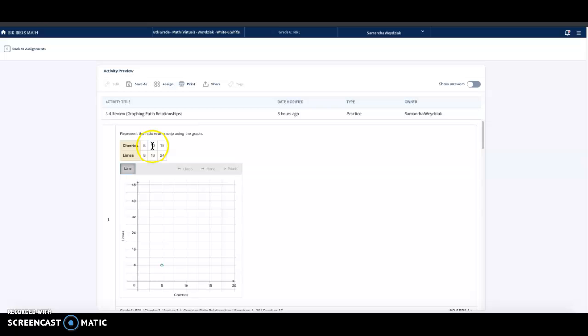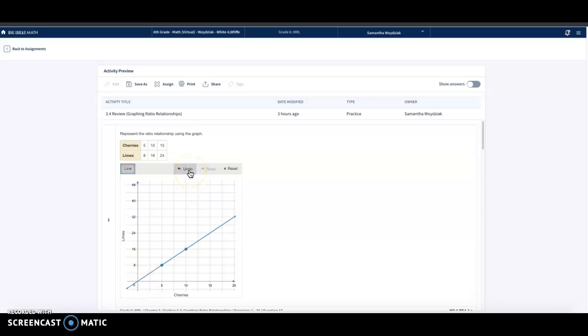The second one is 10, 16. So the coordinate would be in parentheses 10, 16. We're going to go over 10 because the 10 represents the cherries and the 16 represents the limes. So we're going to go up 16. Notice when I hit that second point, I click it, it automatically creates a line for me through the origin, through 0, 0.